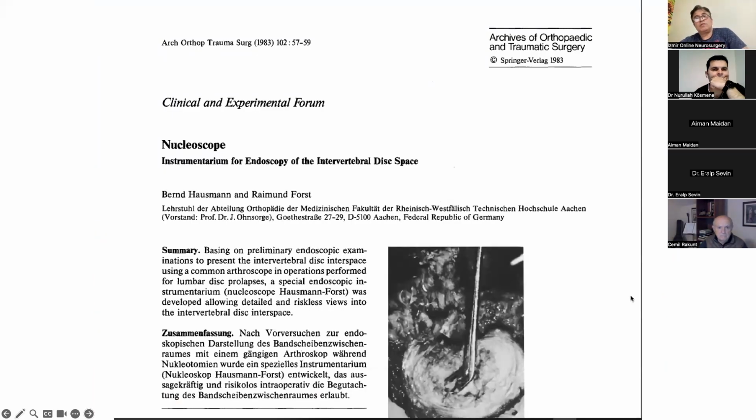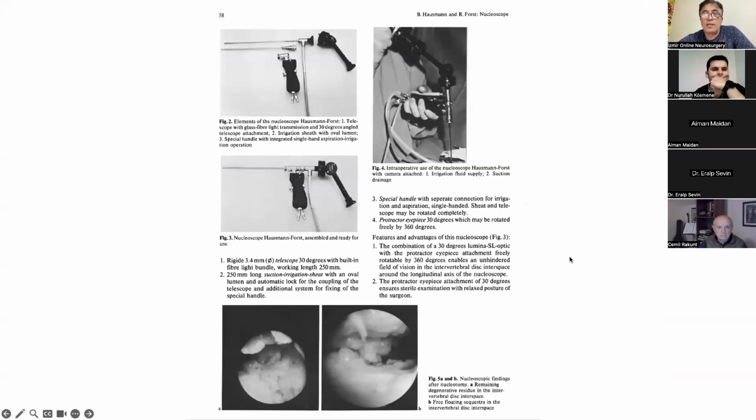Optical systems only for inspection of the intervertebral space after completed open surgery have been used since the early 1980s. In 1983, Hausmann and Forst described a nucleoscope used during open discectomy to ensure that the loose intradiscal fragments were extracted adequately.